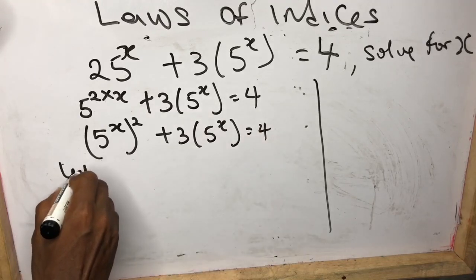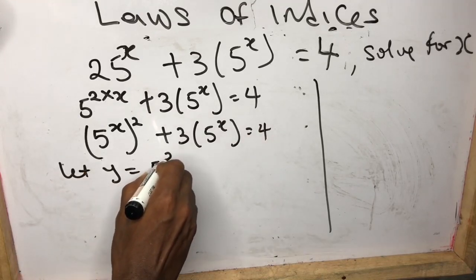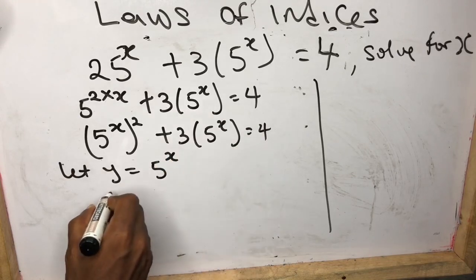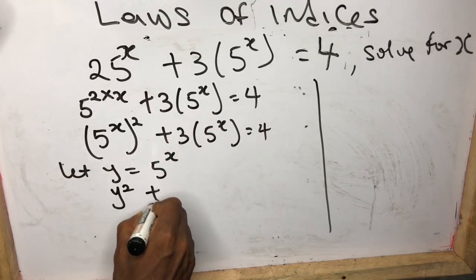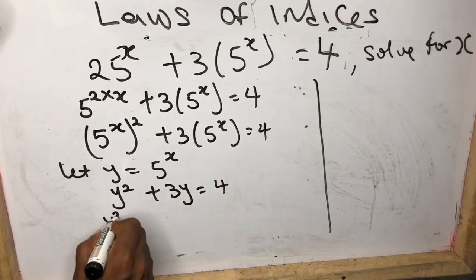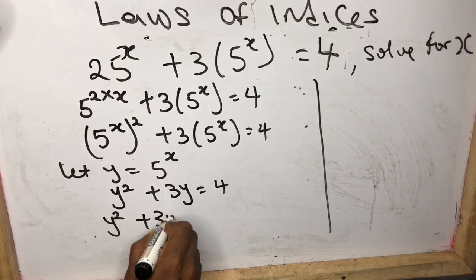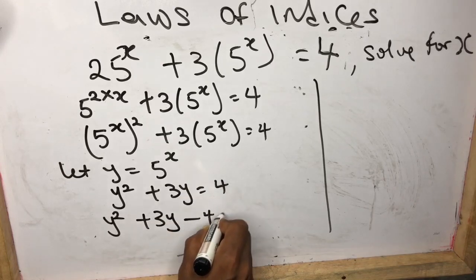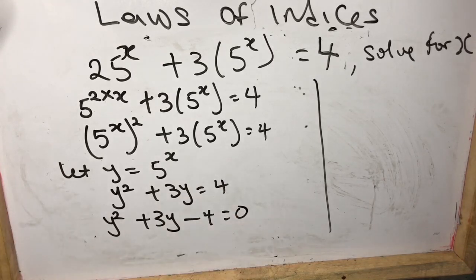So the best way to go about it is to say let y equals 5 raised to the power x. Now substitute y into the expression. You have y raised to the power 2 plus 3y equals 4. So if you bring in your 4, that is y squared plus 3y minus 4 equals 0. So this has led to a quadratic equation. So the next thing is to simplify.